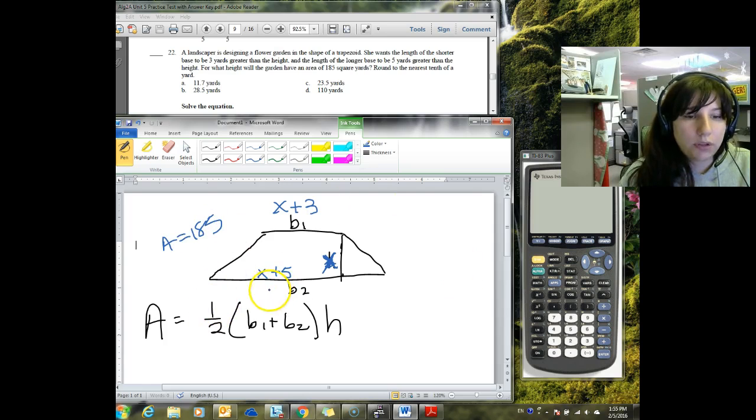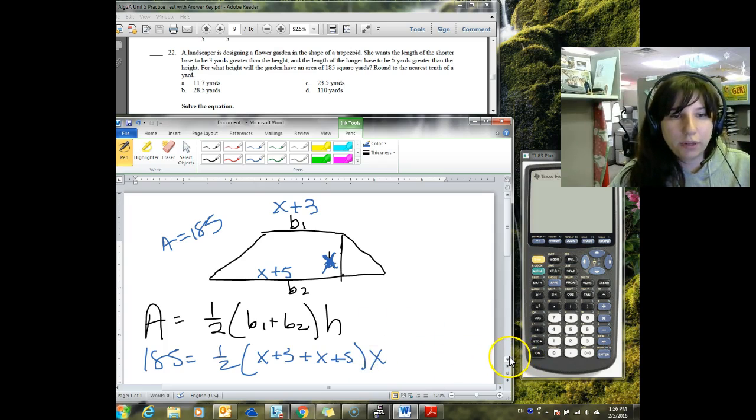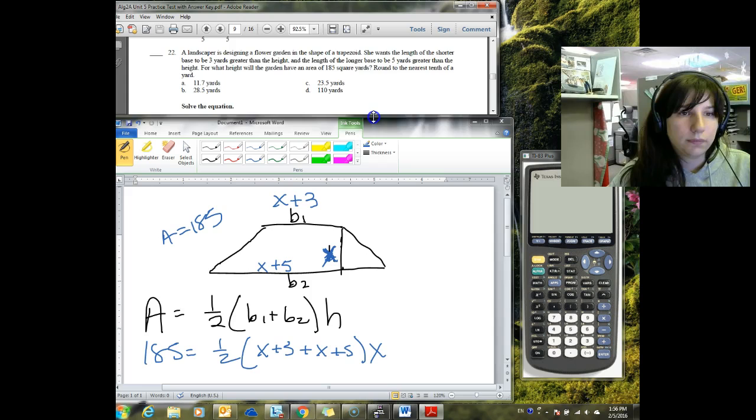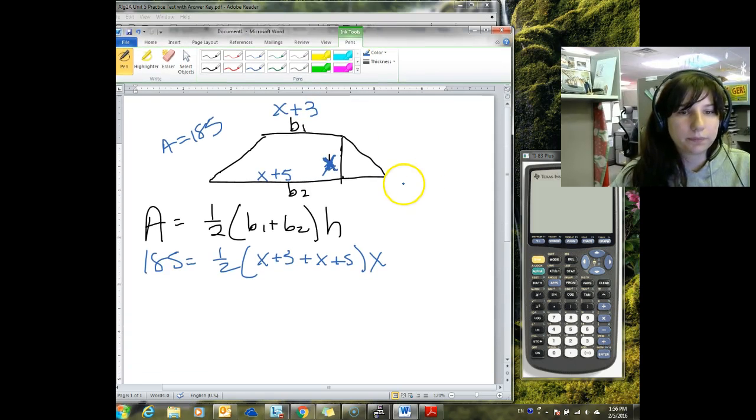So I know what my trapezoid looks like. I know the formula. Let's just plug it in. Area is 185. The first base is x plus 3, and I'm going to add that to the second base, which is x plus 5. And my height is the x that I'm trying to solve for. Let's make this a little bigger. Give us some more room.